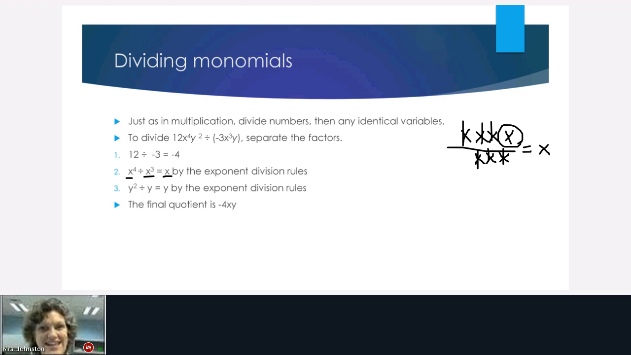My original problem here is 12x to the fourth y squared divided by negative 3x cubed y. First of all, you would look at the numbers. 12 divided by negative 3 becomes negative 4. Then we've already looked at the x's. X to the fourth divided by x cubed would equal simply x. And then we go back and look at the y's. Y squared divided by y equals y. Now remember, if there's no exponent on a variable, it has an exponent of 1. So 2 minus 1 is 1, and that becomes simply y. So the final quotient is negative 4xy.